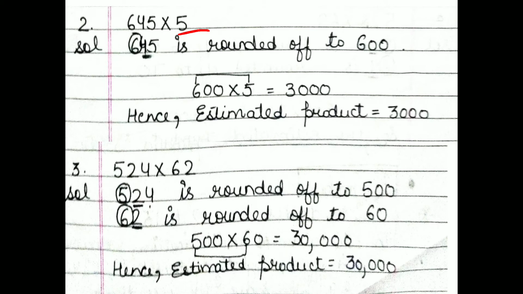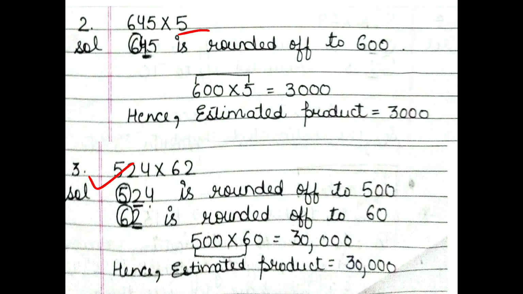Now the next question, 544 into 62. In one number there are 3 digits, in the second number there are 2 digits. So a 3 digit number you have to round off to the nearest 100, and when there are 2 digits you have to round off to the nearest 10. For the nearest 100 you see the tens place. If the tens place is smaller than 5, then the hundreds place will not get an extra point, so 5 will come as it is and the other digits become 00.